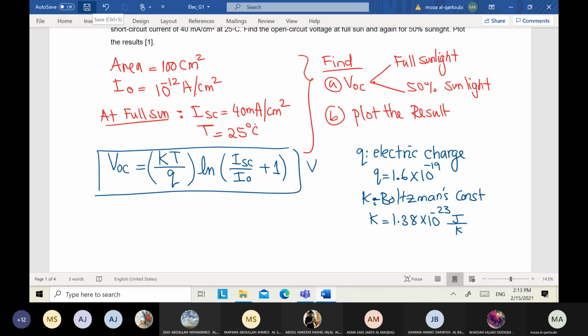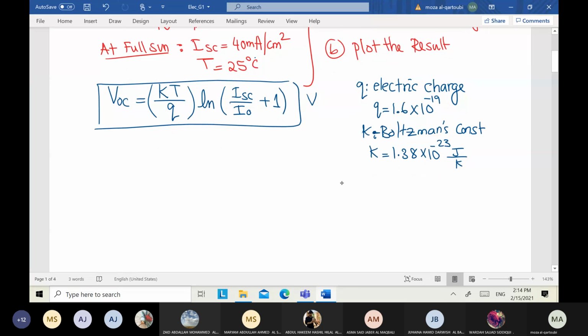Given the two values of current with respect to area, we know the current should be in ampere, so without the unit area. So we should first find the short circuit current and the reverse current in ampere. We need to find all of these values in standard units. So we start from I naught, given as 10 to the power minus 12 ampere per centimeter squared, but it should be given in ampere only.